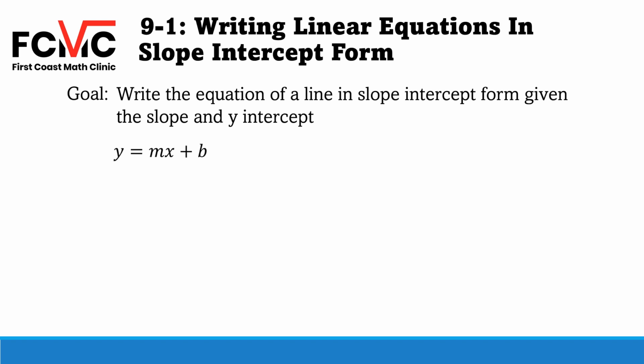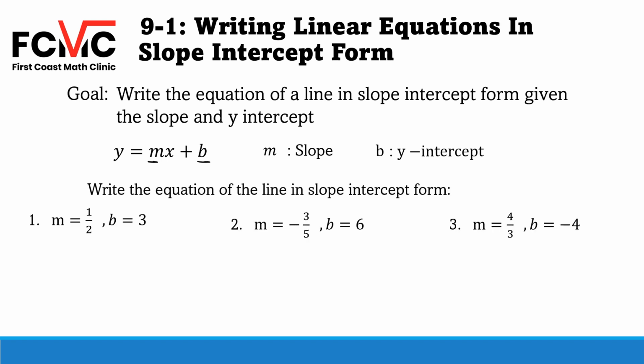So just a quick review, we know our equation of a line in slope-intercept form is y equals mx plus b, and m is our slope, and b is our y-intercept. So we're just going to write our equation given m and b. Let's go through a couple examples.